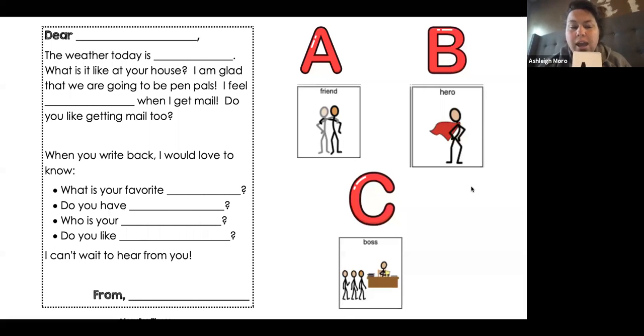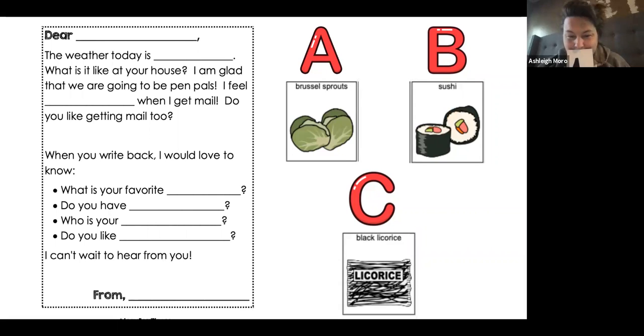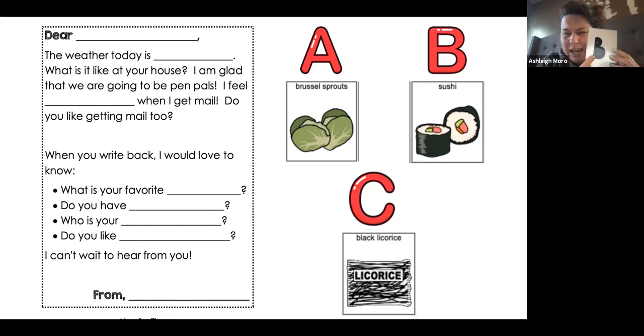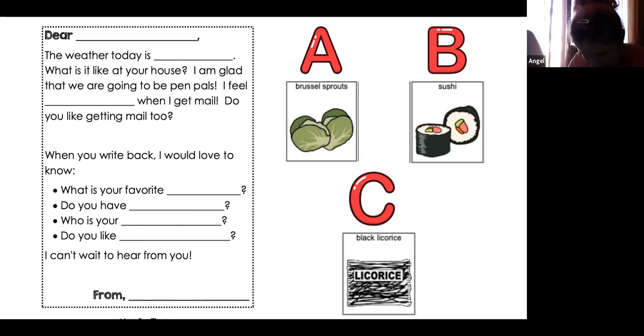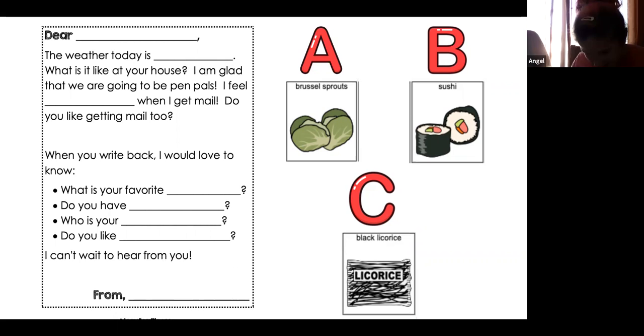Do you like... I thought we'd ask Torrant Tiger a tough one. A, do you like Brussels sprouts? B, do you like sushi? Or C, do you like black licorice? What should we ask Torrant Tiger? Okay, A, Brussels sprouts, B, sushi, or C, black licorice.